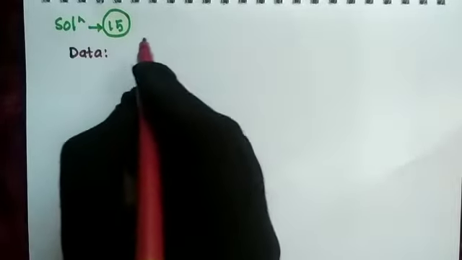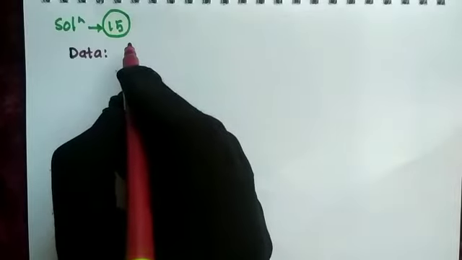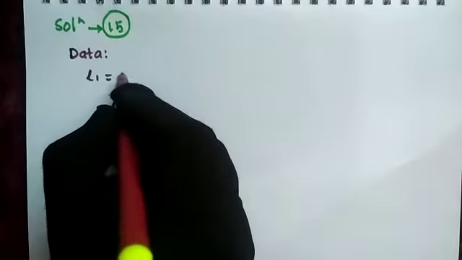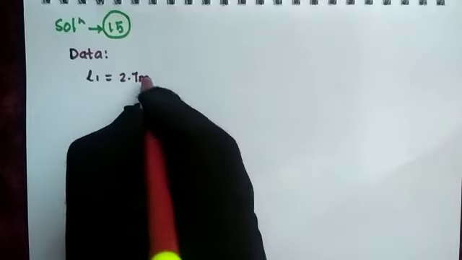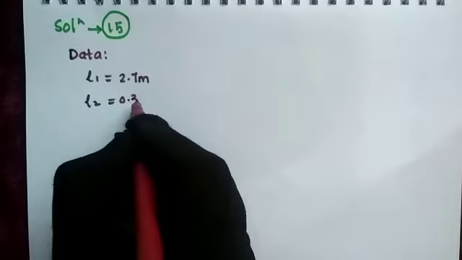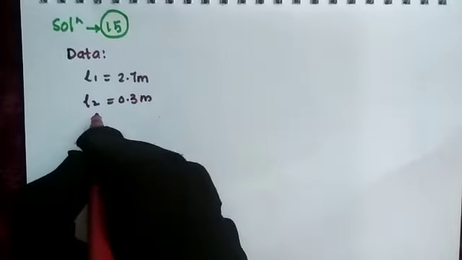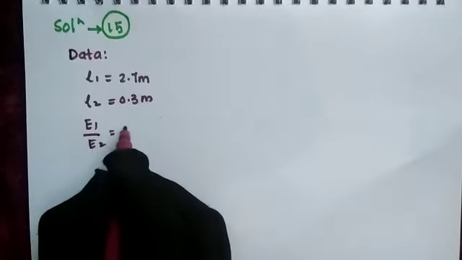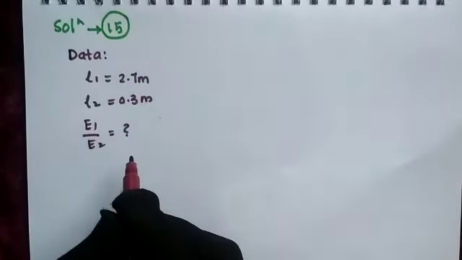So here the data is given: you have been given the two EMFs E1 and E2 and the balancing lengths. Let's consider the first length as L1, which is given as 2.7 meter, and the second length is given as 0.3 meter, so consider it as L2. So here we have to compare the EMF of two cells, that is E1 upon E2. This is what we have to determine.